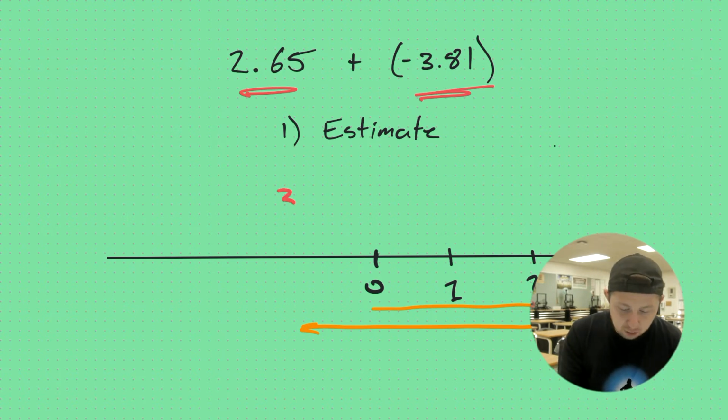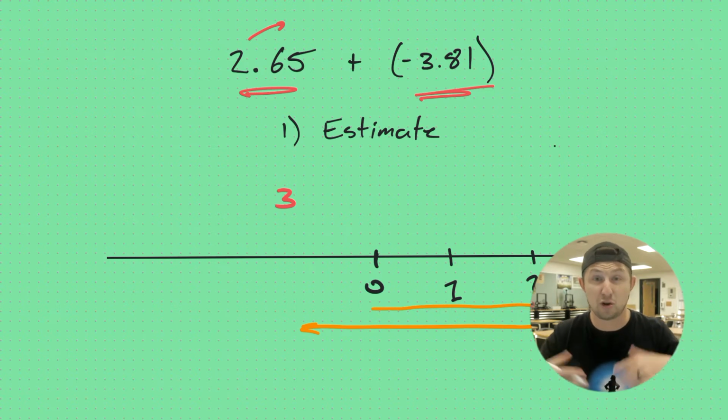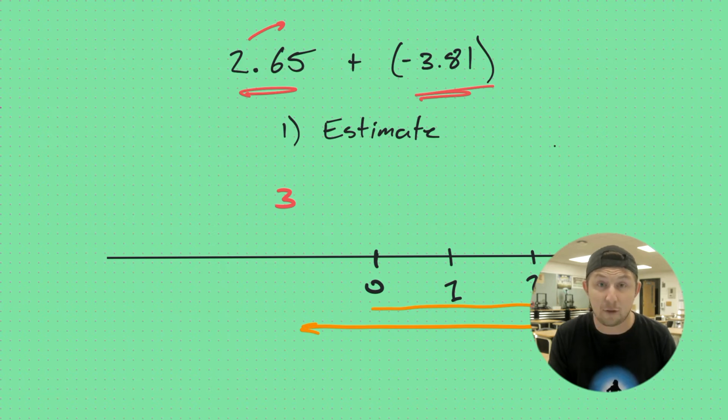And I'm choosing 3 because 2.65 is close to 3. It gives me a nice whole number to round up to. So I'm going to choose 3. Okay. Now let's do the same thing with this negative 3.81. What are you going to round the negative 3.81 to? Go ahead. So I'm going to round down to negative 4.